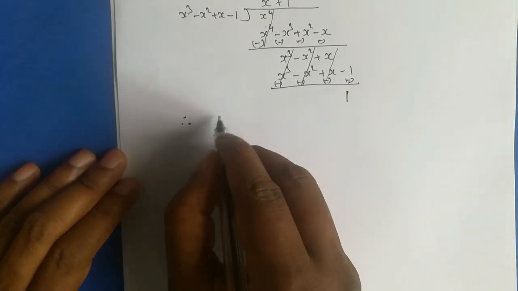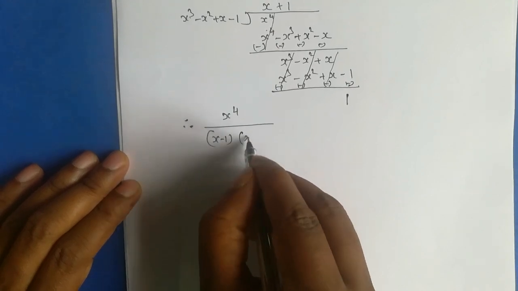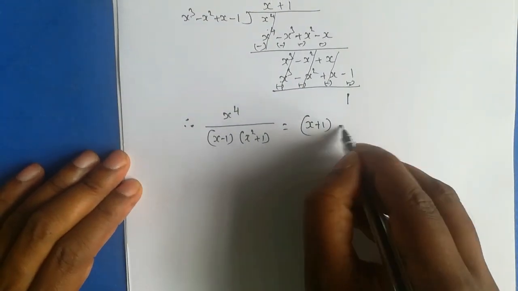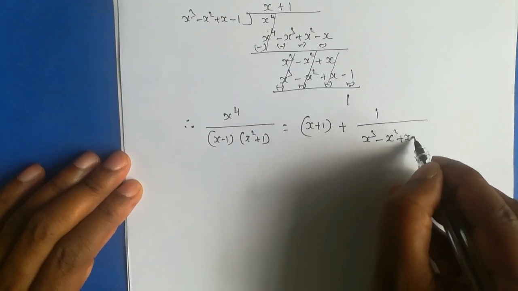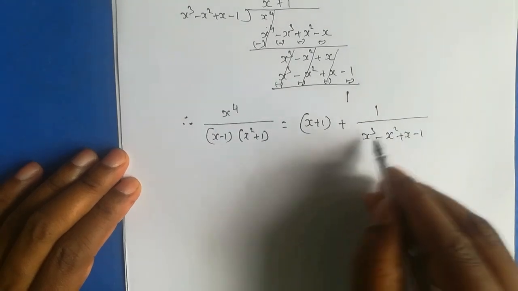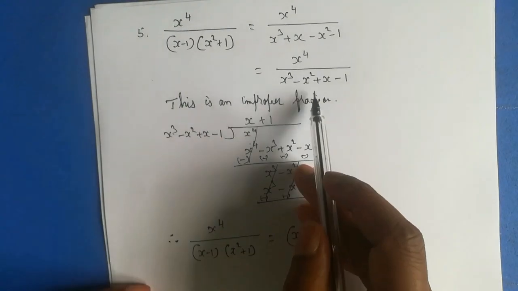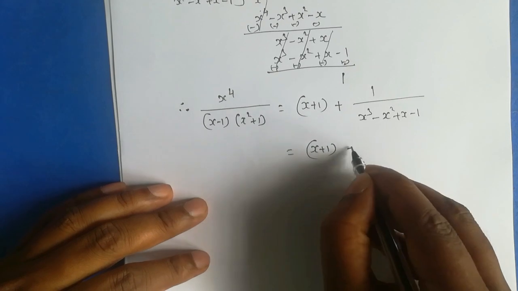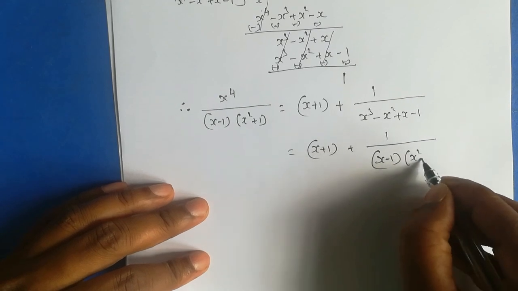Therefore, x⁴ by (x − 1)(x² + 1) equals x + 1 + 1 by x³ − x² + x − 1. Or we can write this as a factor, because how we got this term? By expanding this. This is equal to x + 1 + 1 by (x − 1)(x² + 1).